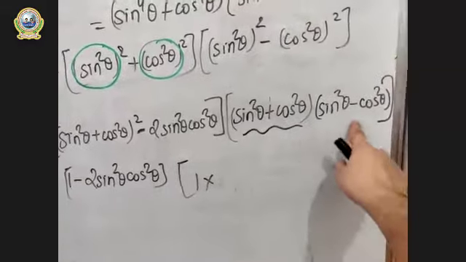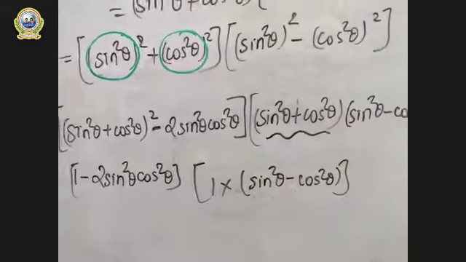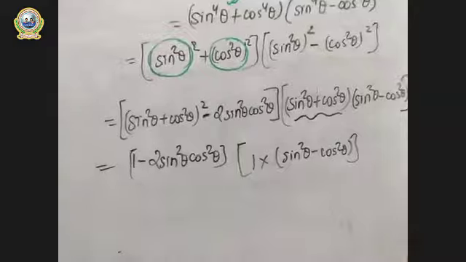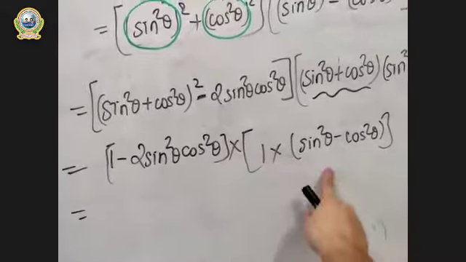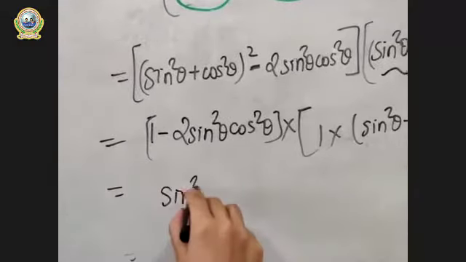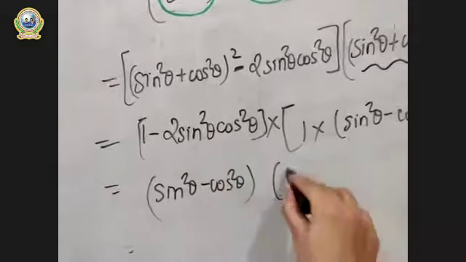And in this part, it is a square minus b square. Now this will be written as a plus b and a minus b. This will be, look at here, a plus b and a minus b, right?